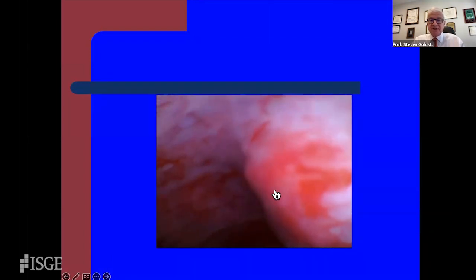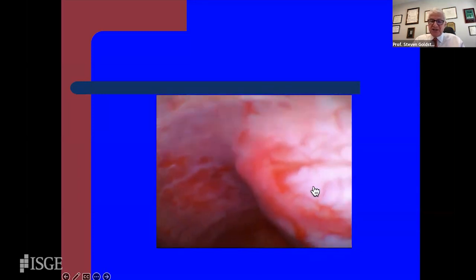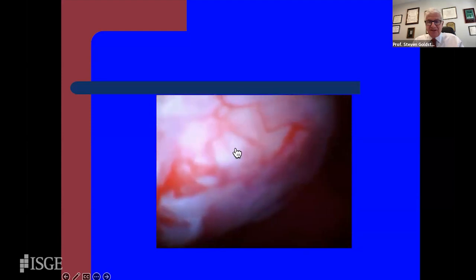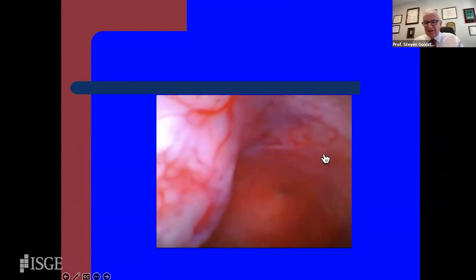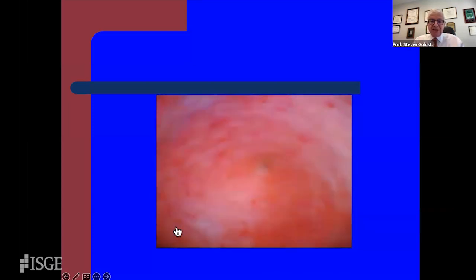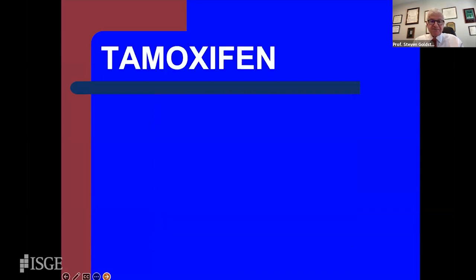Here's an example of a submucous myoma. You can see the coarse vessels that are typical, often seen on the face of the myoma. The rest of this cavity, this patient has just finished her bleeding cycle, is relatively devoid of any tissue. This also will be resected in an operating room setting.